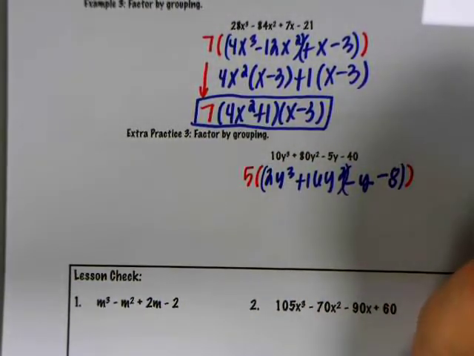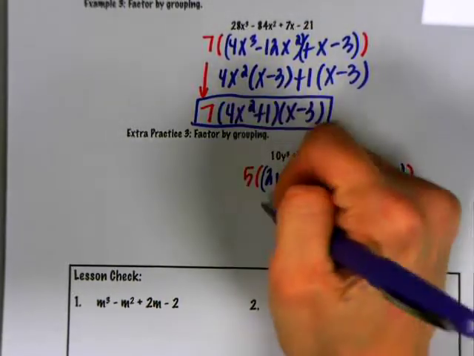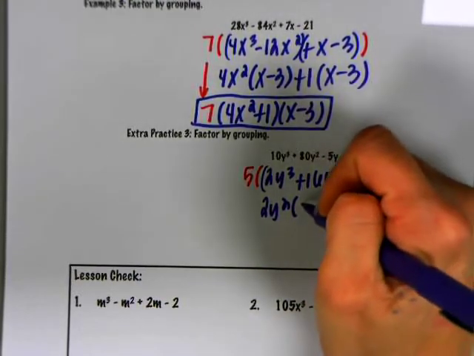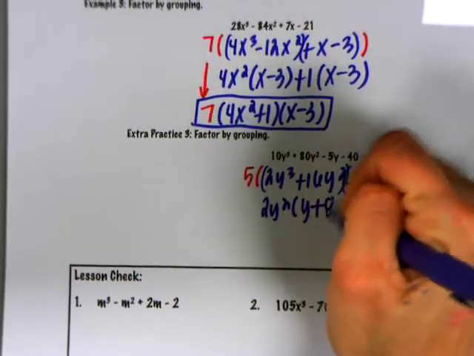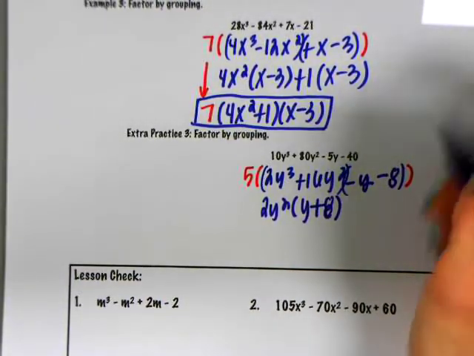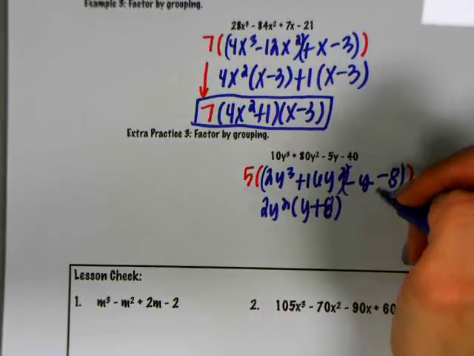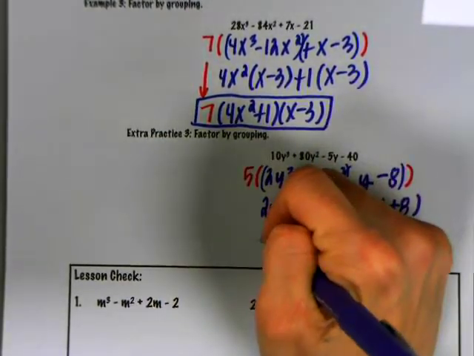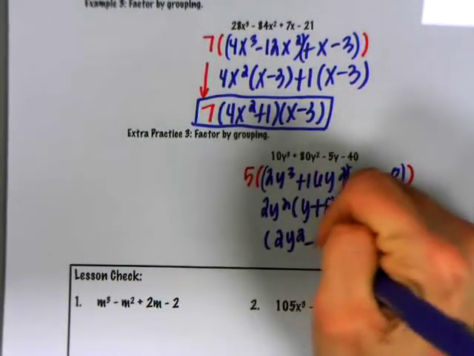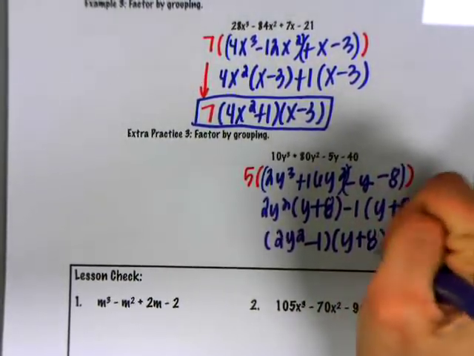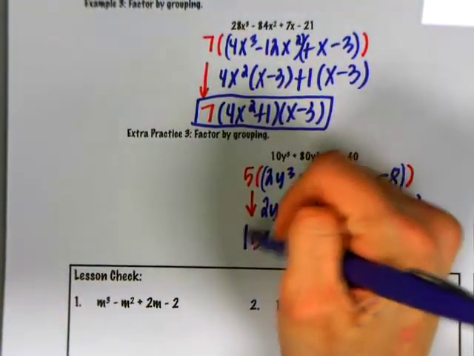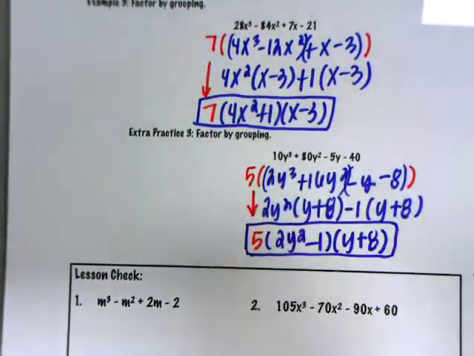All right, GCF of the first group. Yep, 2y squared. And what's left? Yep, y plus 8. GCF of the second group. Negative 1, yep, and then your y plus 8. So you should have 2y squared minus 1, y plus 8, and then bring down that GCF, 5. So all that's going to be your final answer.